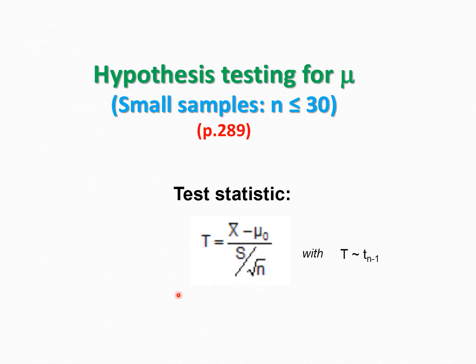So this is the test statistic that we will use to test hypotheses for population means for small samples. That means a sample size less than or equal to 30, and t follows the t-distribution with n-1 degrees of freedom. So we can use the t-table to determine our p-values in step 4.